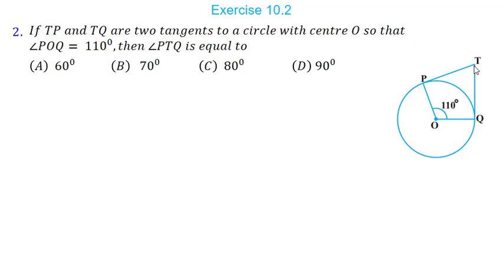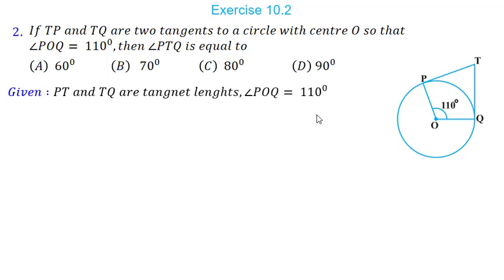First angle TPO is 90 degree and angle TQO is 90 degree. So in this quadrilateral TPOQ we have three angles known and we have to find one angle which is PTQ. We know that sum of all angles of quadrilateral is 360 degree. So by using that property we can find angle PTQ, right? Okay. So let us again see the solution.